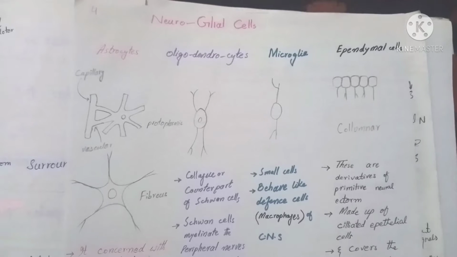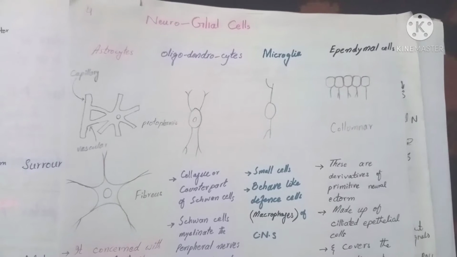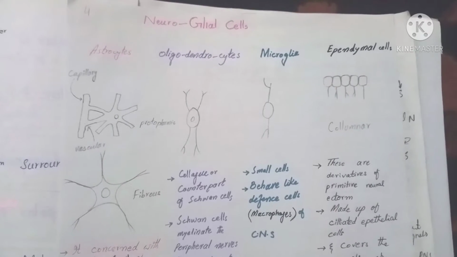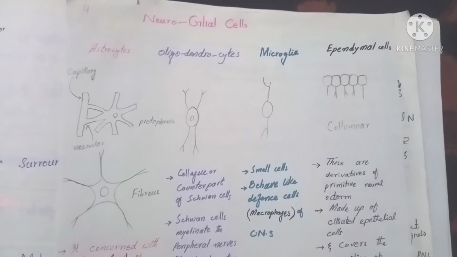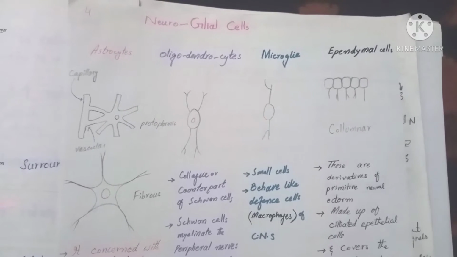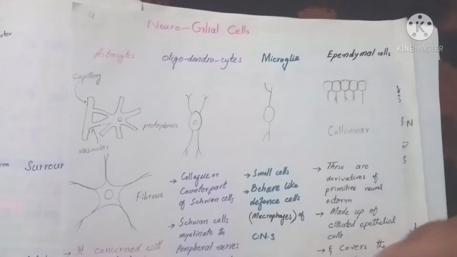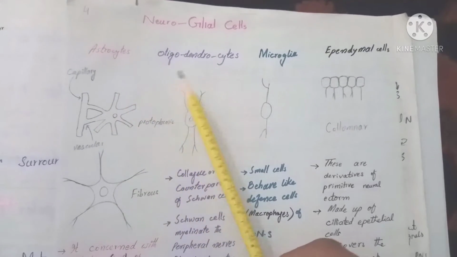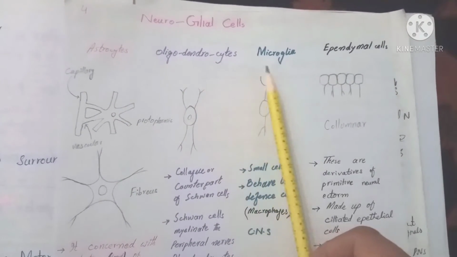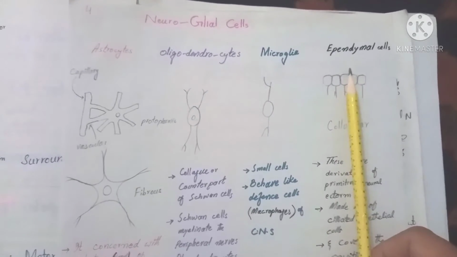What are neuroglial cells? As indicated from the name, neuro means neuron, and glial cells. These are types of cells that are found in the nervous system. So neuroglial cells are of four types, as you can see in the picture. The first is astrocytes, the second is oligodendrocytes, then microglia, and the last one is ependymal cells.